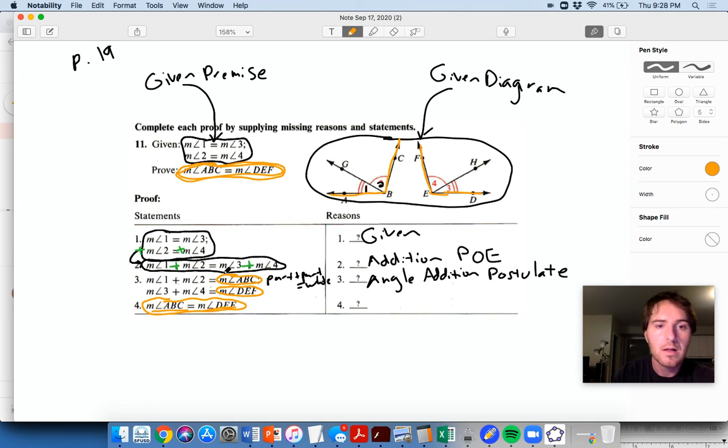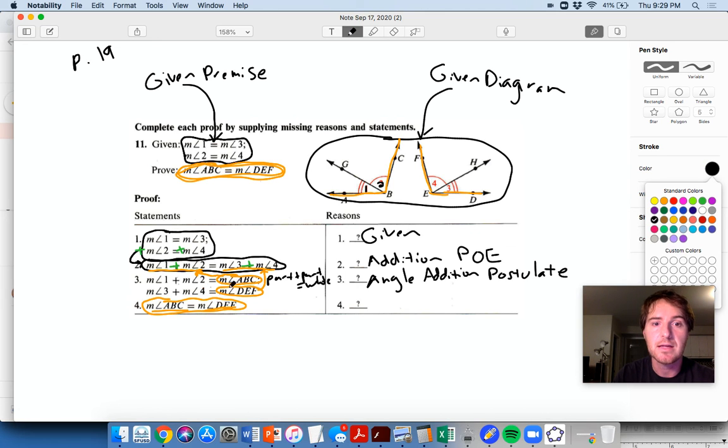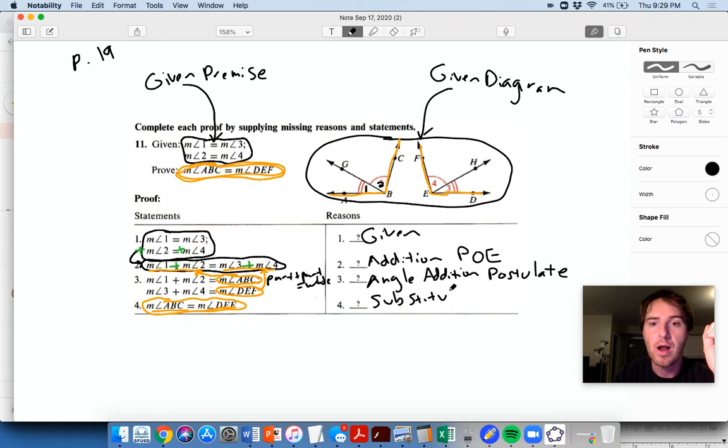Well, in step 2 we said this here. Look, measure of angle 1 plus measure of angle 2, and that is what's down here equal to measure of angle ABC. So what we're doing here is we're taking measure of angle ABC and replacing measure of angle 1 plus measure of angle 2 in equation number 2. And likewise, measure of angle 3 plus measure of angle 4 equals measure of angle DEF, so we're replacing that over here. So the last step is we're taking two things that are equal to each other, and we're taking one of them and replacing the other in an equation, and that is called the substitution property of equality.